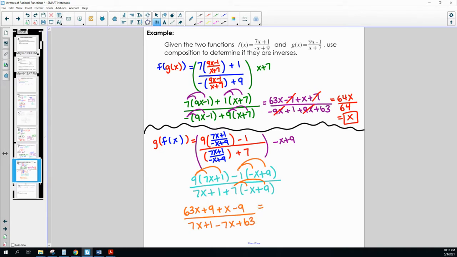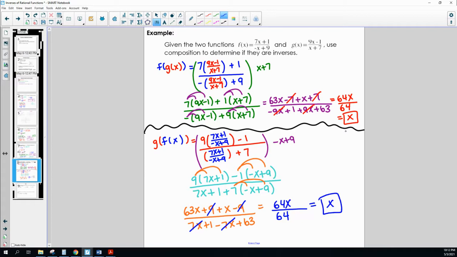So again, look at the top here. We've got the 9 and the negative 9 will cancel. So 63x plus x is 64x. In the denominator, the 7x and the negative 7x cancel. So we have 1 plus 63, which is 64. When we divide 64x by 64, again, we're getting x.